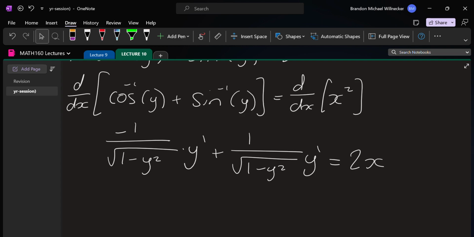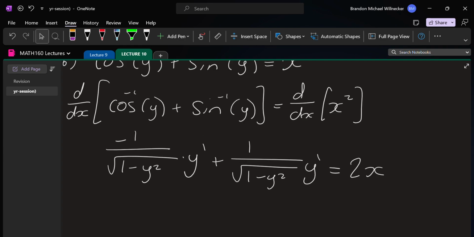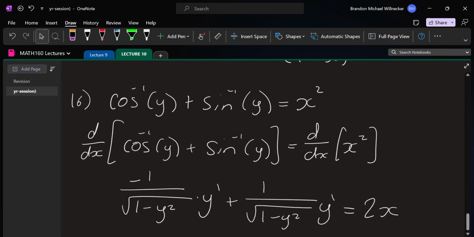Notice something interesting here. This minus 1 over root 1 minus y squared, and then plus 1 over root 1 minus y squared. What's going to happen with that? What happens to that side? Cancels. So on this side, what do we end up with? 0. On the other side, we have 2x.